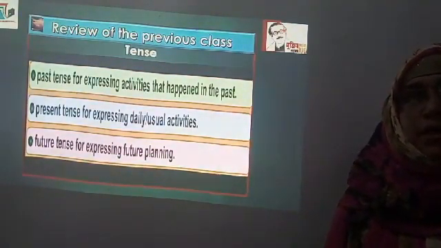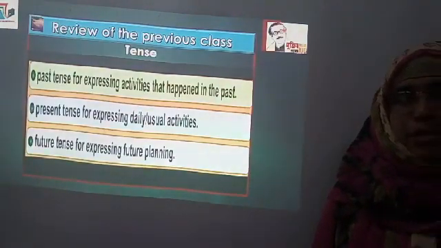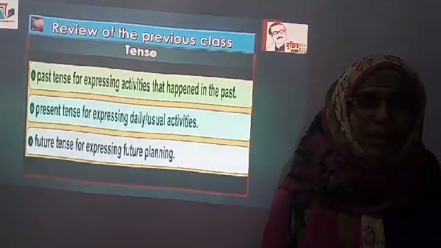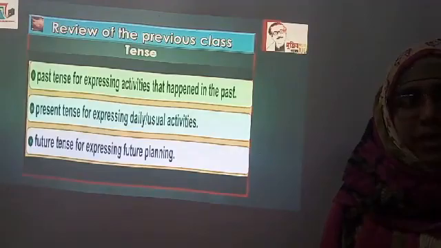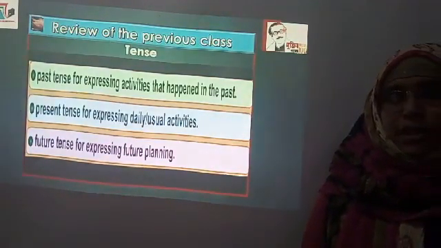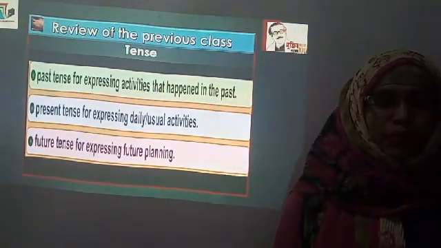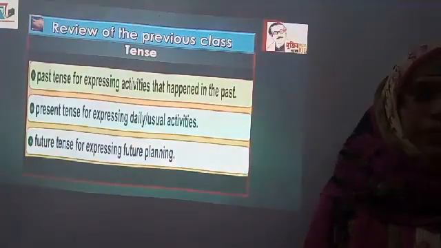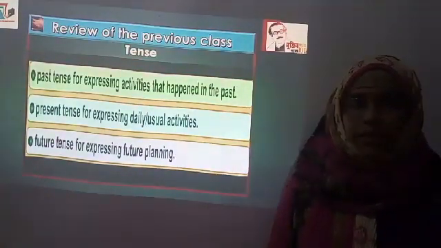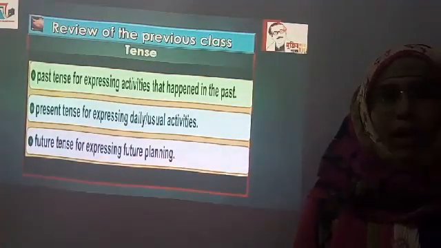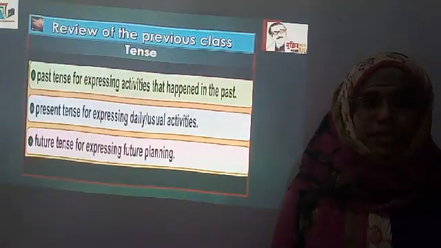অতীতকালে যা অভ্যাসগত বোঝায়, অতীতকালে যা ঘটেছিল সেগুলাই past tense. And present tense, বর্তমানে যা ঘটছে present tense. And what is future tense? Future tense is for expressing future planning. আমরা কি করব তার পরিকল্পনা, সেটা future tense.